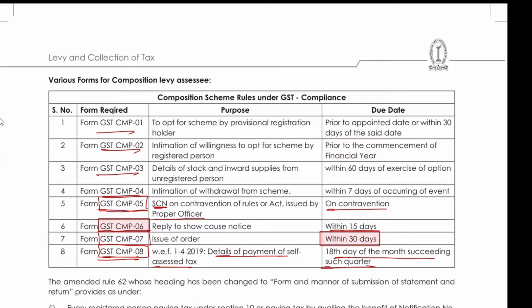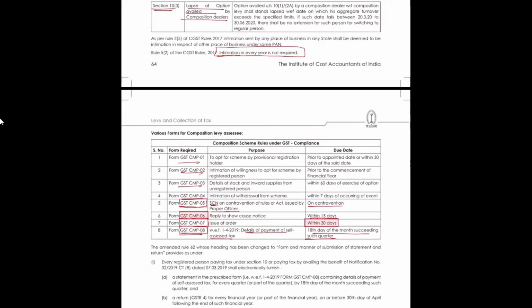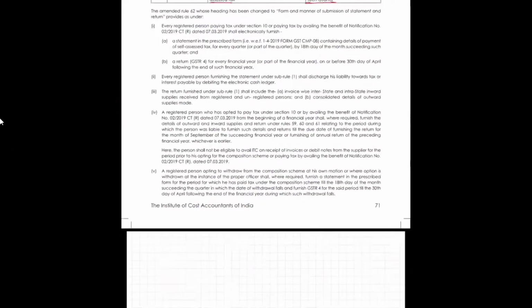So let's sum up things. So this is for one who is getting first time registration and opting for the composition scheme.